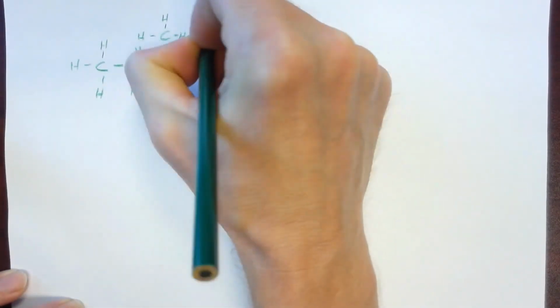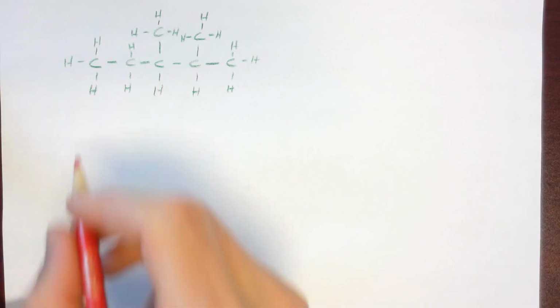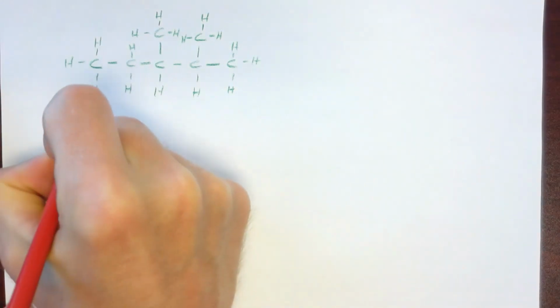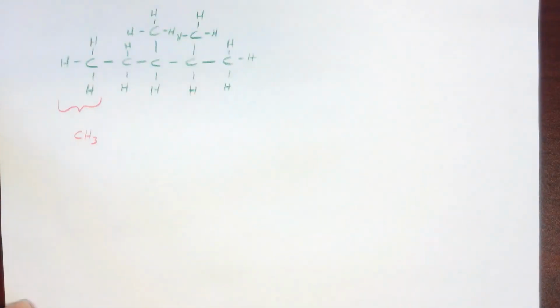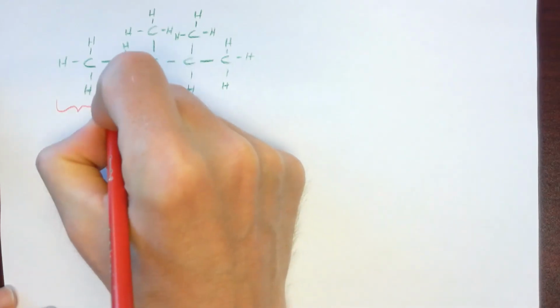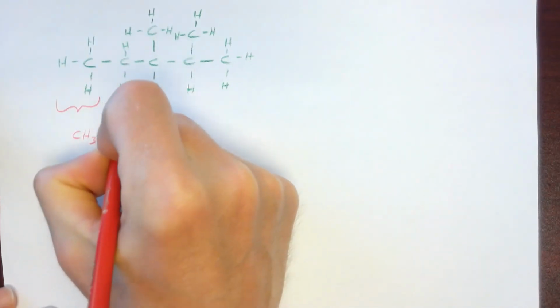Condensed structures eliminate most or all of the bonding lines and show carbon-hydrogen groups. Consider the following molecule. To generate the condensed structure, first group all of the hydrogens with their respective carbons. For example, this carbon has 3 hydrogens bonded to it, so we write CH3. It is bonded to a carbon with 2 hydrogens bonded to it, so we write next to that CH2.